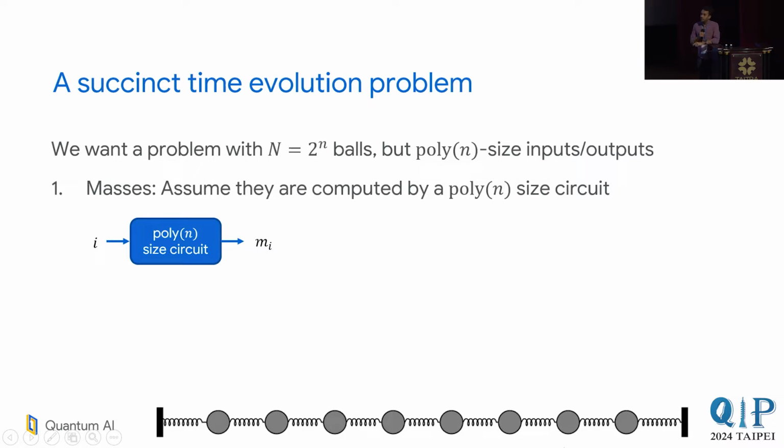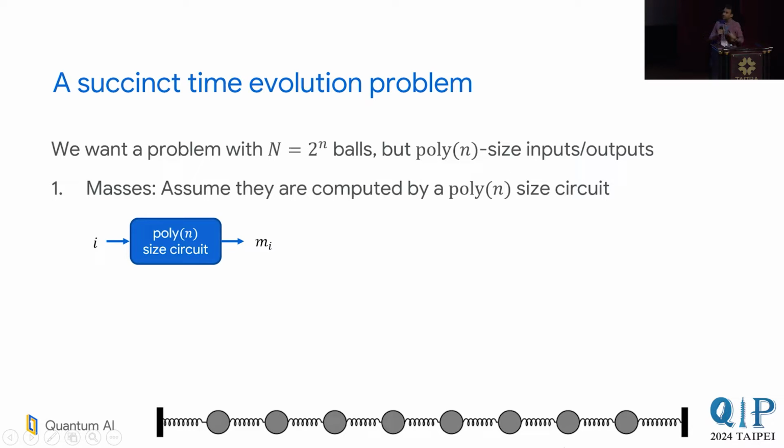Instead of giving you the masses as an explicit list of capital N numbers, like m1 through mN, I'm going to give you a little circuit, maybe even a classical circuit of polynomial size. What this circuit does is it takes in as input the name of a mass. So how many masses are there? There's 2 to the n masses. So the name of a mass, the label of a mass, is only an n-bit string. So that's fine. A polynomial size circuit can take in an n-bit string, and it'll output the value of mi.